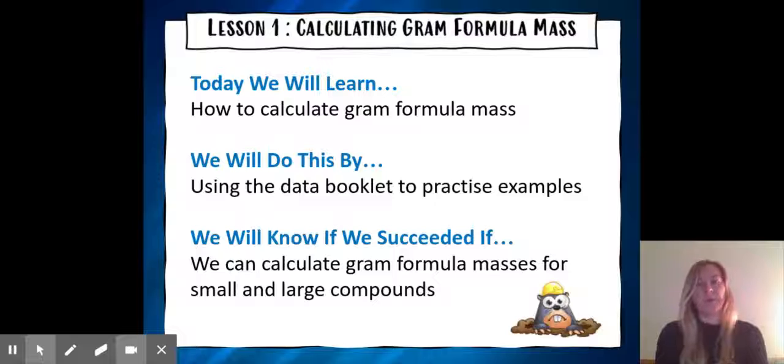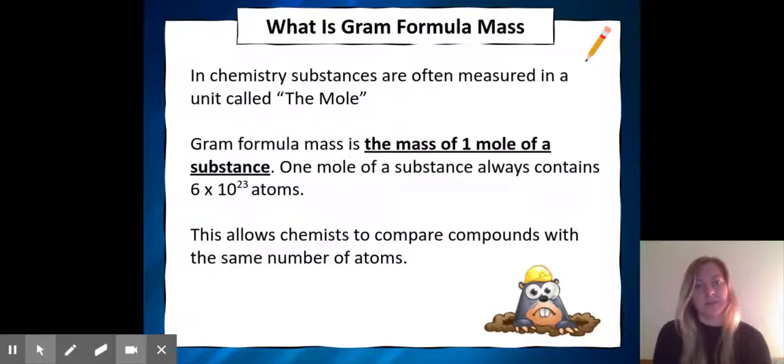So today what we're going to go through is how to calculate the gram formula mass. We're going to use the data booklet and practice some examples together, and our success criteria is to be able to calculate gram formula masses for both small and large compounds. So we're going to give you a challenge at the end.